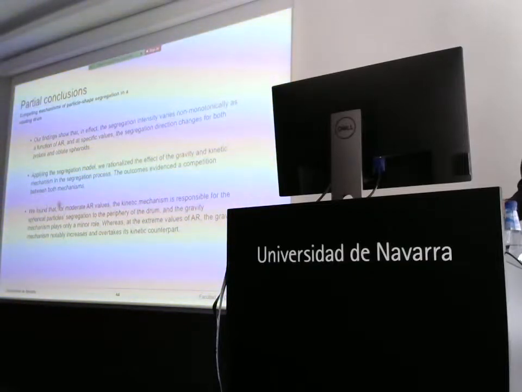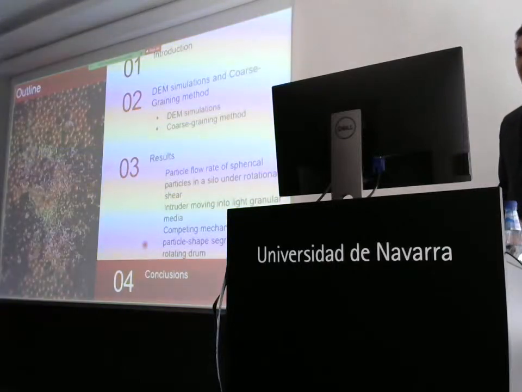And we found that for moderate aspect ratio, the kinetic mechanism is responsible for the spherical particle segregation to the periphery of the drum, and the gravity mechanism plays only a minor role. Whereas at the extreme values of the aspect ratio, the gravity mechanism notably increases and overtakes its kinetic counterpart. So now it's time to move on to the final conclusions.